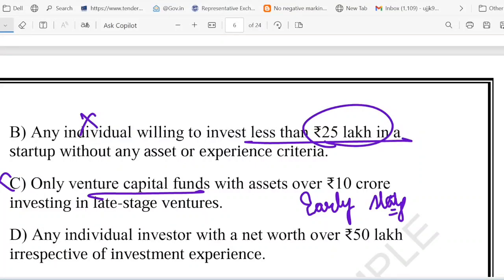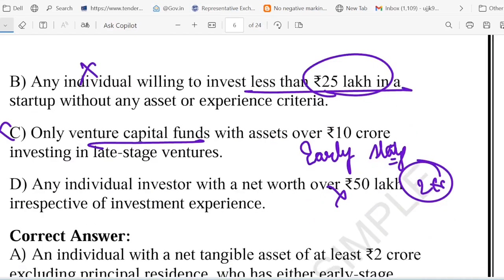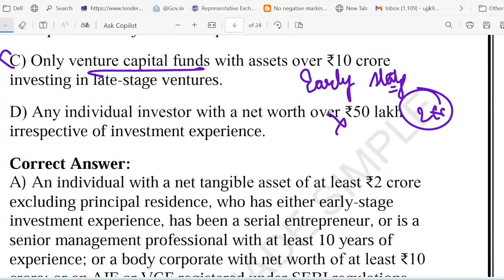This is again wrong. Net worth is not 50 lakh, rather it is 2 crore, right? Plus, just having money is not enough. The person must have relevant experience, like startup investing, entrepreneurship, senior management, etc. Right. So let's quickly summarize the key points which we have covered through this question.